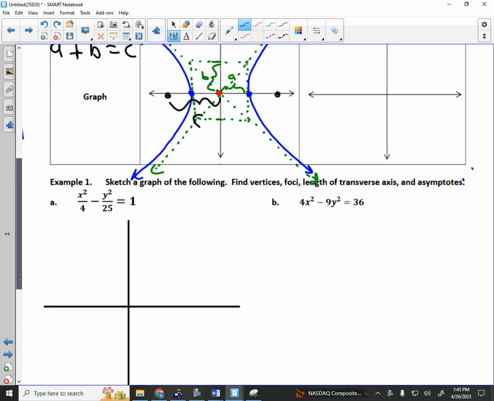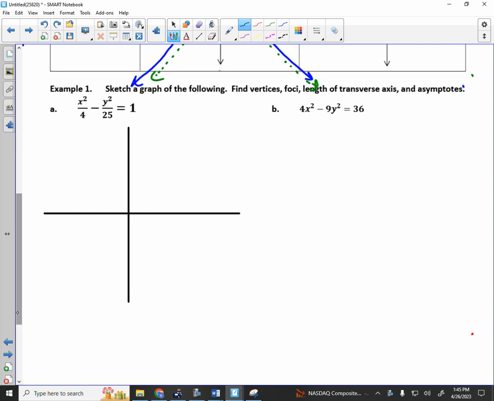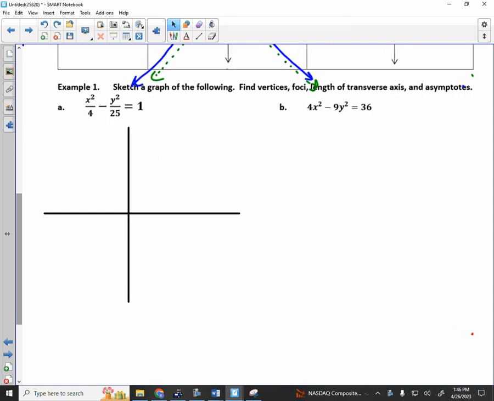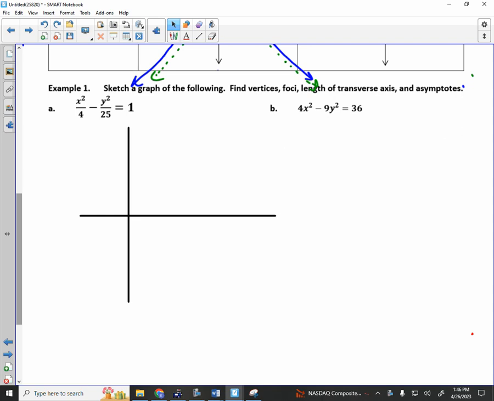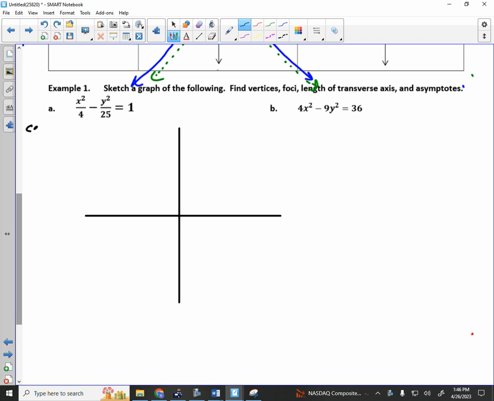Watch how quick these are to graph. Sketch a graph of this one. I'm going to move it over a little bit. We're going to put the characteristics over here. There we go. So we're going to do the center, the vertices, the length of the transverse axis, the foci, and the asymptotes.